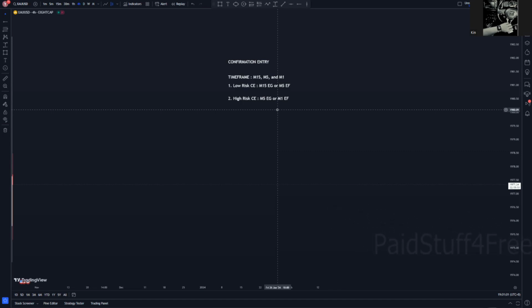If you ask me what confirmation entry I am currently using, it depends on the market itself. Sometimes I use M1 EF, sometimes M15 ED, sometimes M5 EF, and sometimes M5 ED.